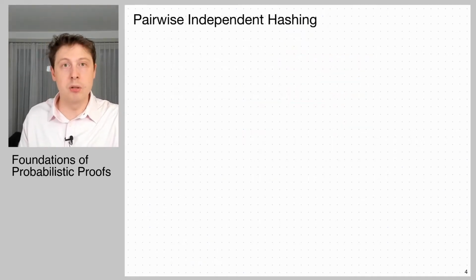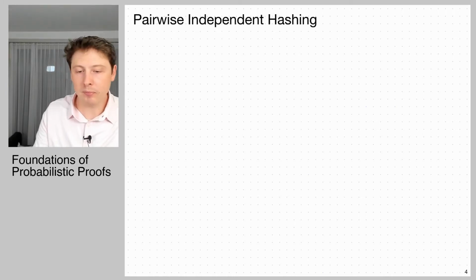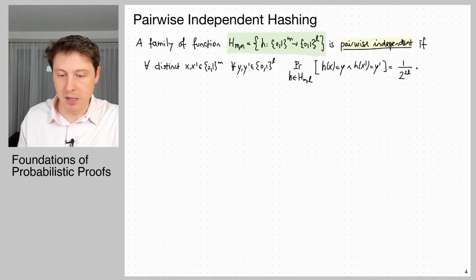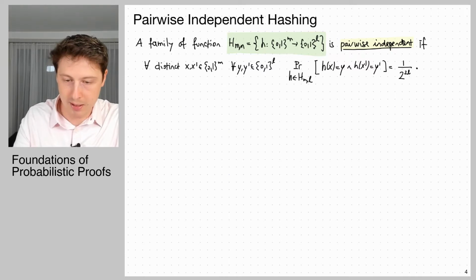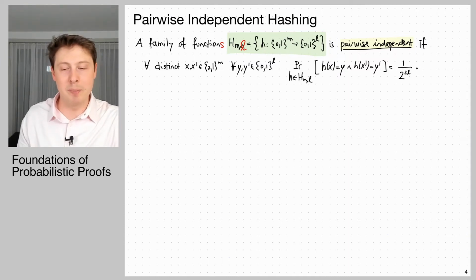Okay, so what I'm going to do is have a quick slide just reminding you what pairwise independent hashing is. First, a family of functions H_{M,L}. I don't know why it says HMN, it should say HML, of functions. So these are functions that map M bits to L bits, okay?